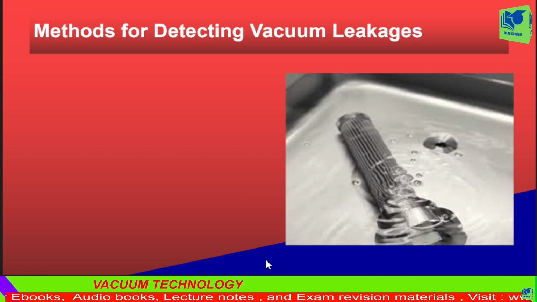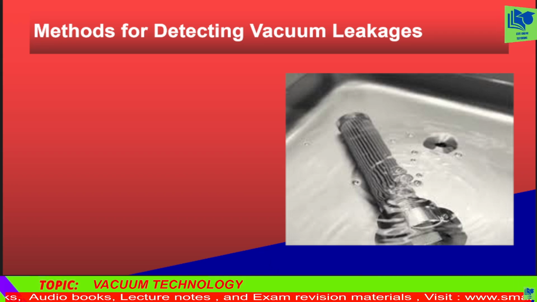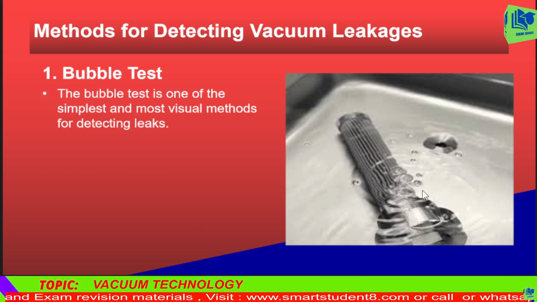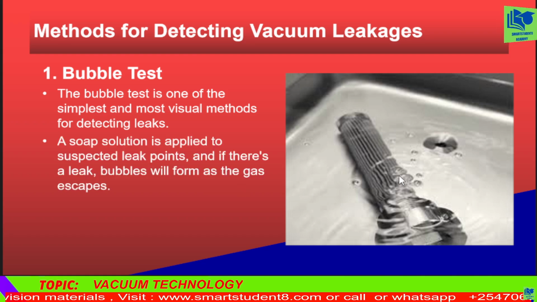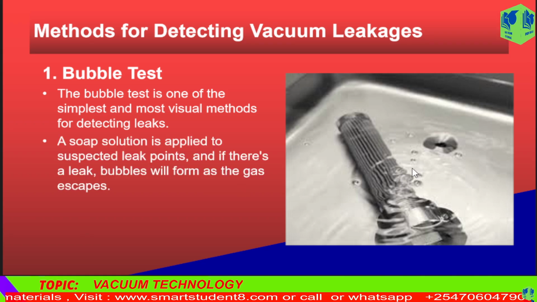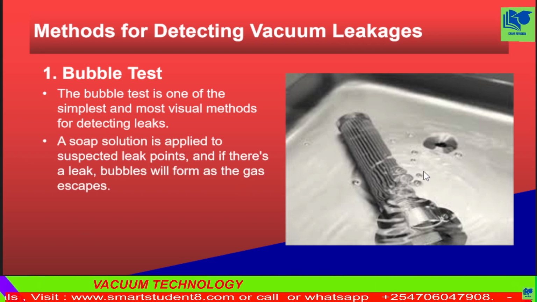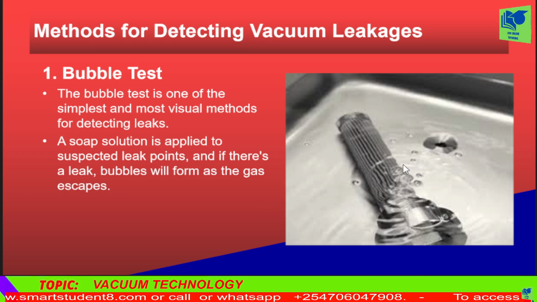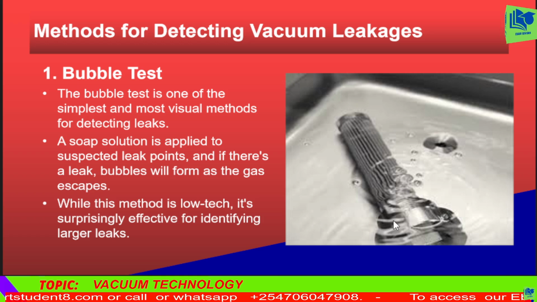Detecting a vacuum leak is both an art and a science. There are several techniques available, each with its own advantages and limitations. 1. Bubble test. The bubble test is one of the simplest and most visual methods for detecting leaks. A soap solution is applied to suspected leak points, and if there's a leak, bubbles will form as the gas escapes. While this method is low-tech, it's surprisingly effective for identifying larger leaks.